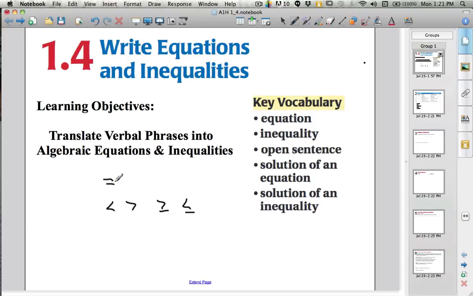So we have less than, greater than, greater than or equal to, less than or equal to. These would be for the inequalities, and equations have equal signs. As we go through, we're also going to talk about what an open sentence is, what the solution of an equation is, and what the solution of an inequality is. A solution of an equation is a value of the variable that satisfies the equation, and a solution of an inequality would be the value or values of the variable that satisfy the inequality.